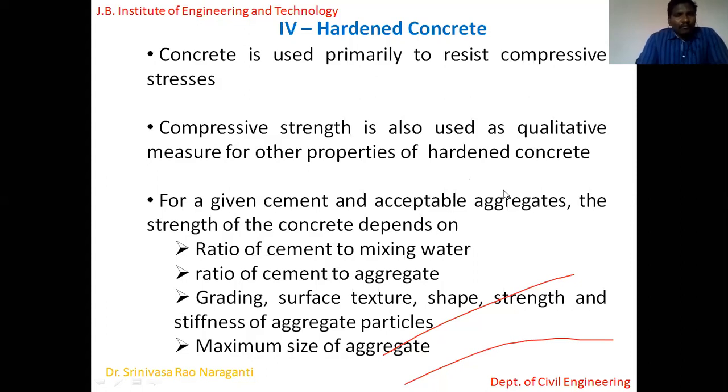Then one more thing is maximum size of aggregate. So we usually use about 20 mm as the normally used maximum size of the aggregate, but sometimes we can also go up to 40 mm based on the nature of the work. So that maximum size of the aggregate also plays a major role in deciding the strength of the concrete.